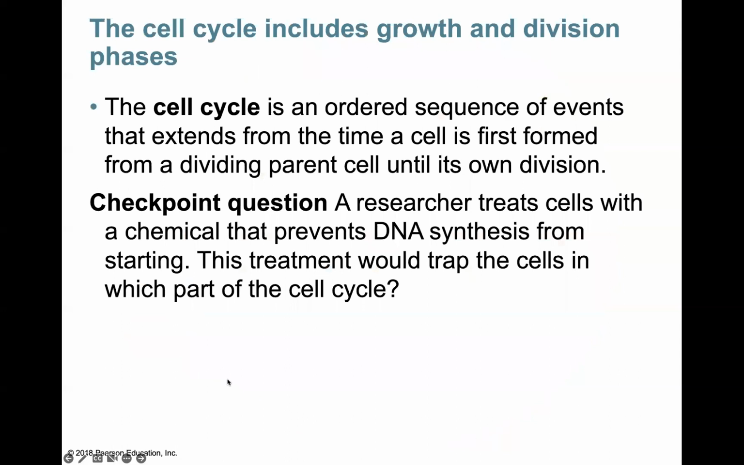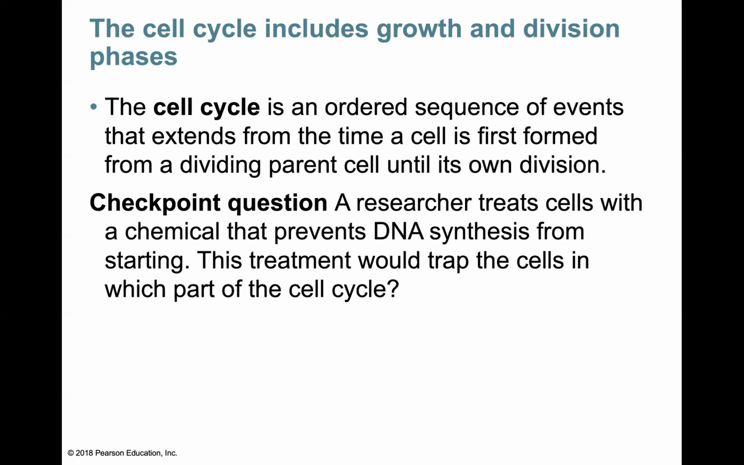Let's take a look at what's happening here. So the cell cycle includes both growth and division phases, and that's what I just highlighted here. We'll think about interphase collectively as that period of growth and preparation, and then that M phase is the actual phase where cell division takes place during cytokinesis. So we refer to the cell cycle as an ordered sequence of events that extends from the time a cell is first formed from a dividing parent cell until its own division takes place, right?